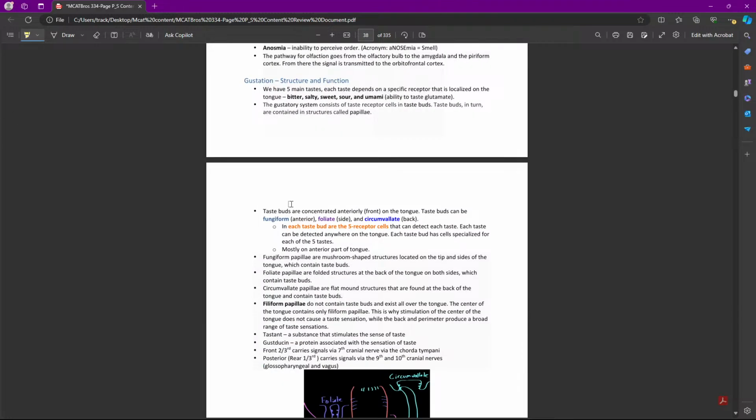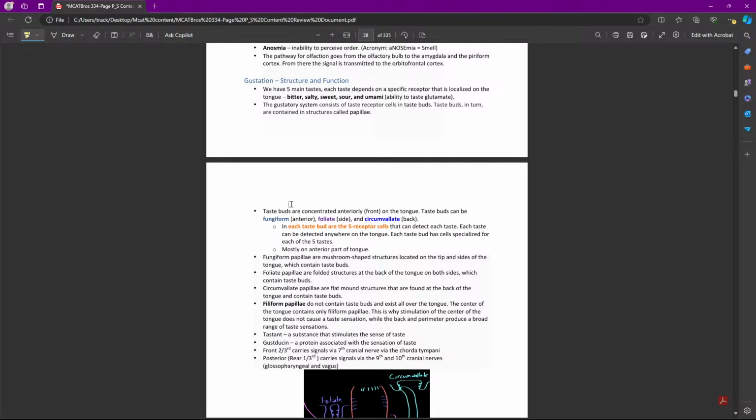Gustation. So, our taste buds on our tongue. We have 5 main tastes: bitter, salty, sweet, sour, and umami, which is the ability to taste glutamate. So the gustatory system consists of taste receptors in the form of taste buds.